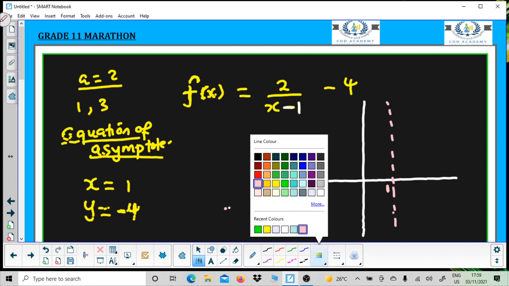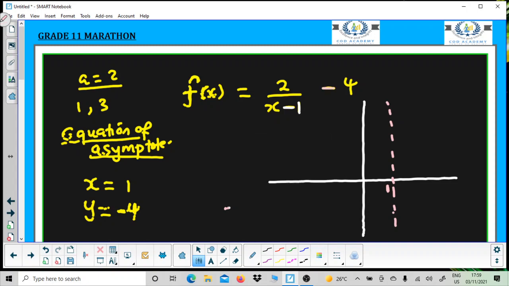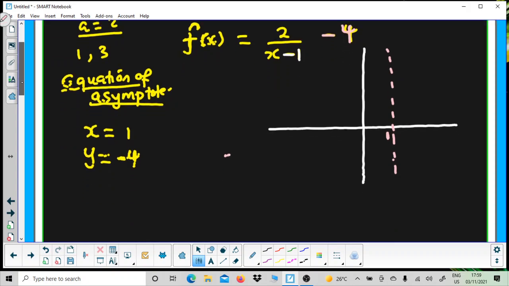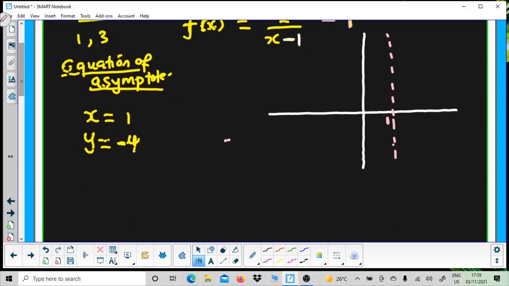When we say -4 here, where are we moving? 4 units down. So it means our horizontal asymptote is over here like this, and this is -4. It's very important to be able to put those asymptotes in place. Once you do this, you're already halfway through what's necessary here.